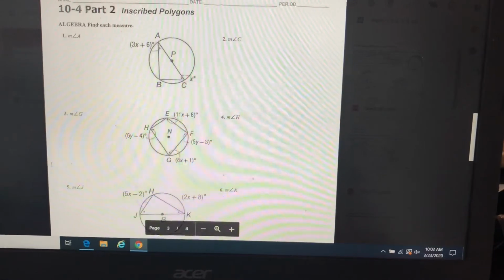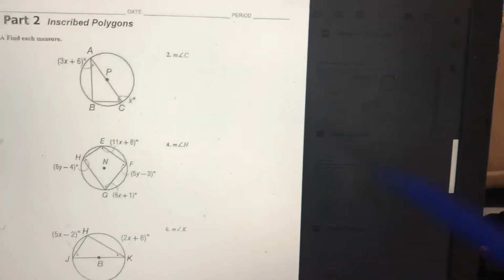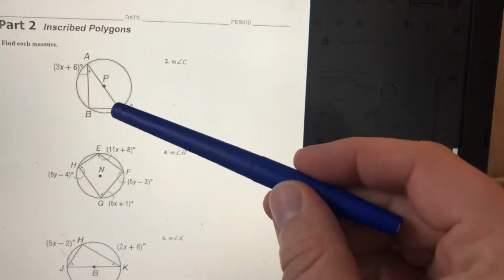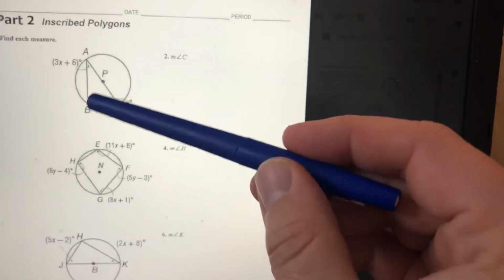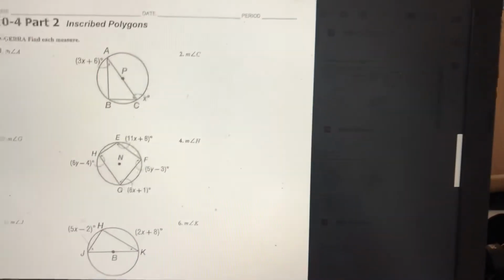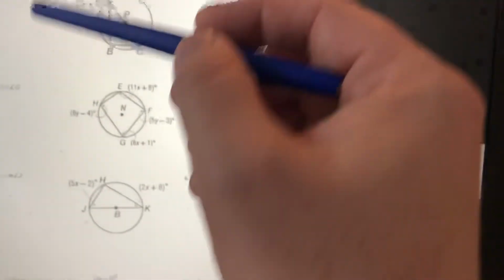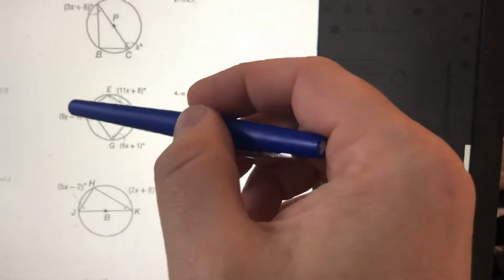The next page, the 10-4 part 2, is asking you to find the measure of the angles. Remember, the angles of a triangle are going to add up to 180. And right here, this angle B, since it intercepts the diameter, that's a 180-degree arc. So this is a 90-degree angle. So you can use the three angles of the triangle. On the next one, this is 360 degrees all the way around it.